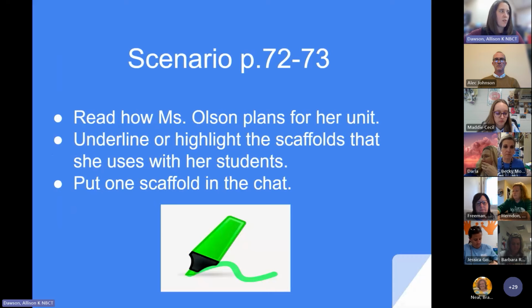Before we have some time to plan, we're actually going to go to page 72, and I'd like for you to read. It says Mrs. Olson's class, scaffolding a unit on immigration. The bottom of page 72, there's a few sentences, and then the top of page 73.